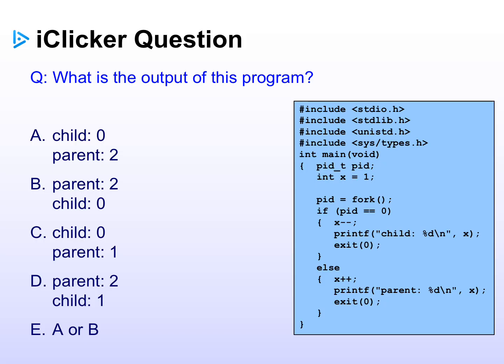Let's explore that a little bit further with another iClicker Home Edition question. Pause the video and look at this code. What does it print? It includes that conditional differentiation between the parent and the child with different operations for each. So now we can't just look at one and then say, oh, it must be that.